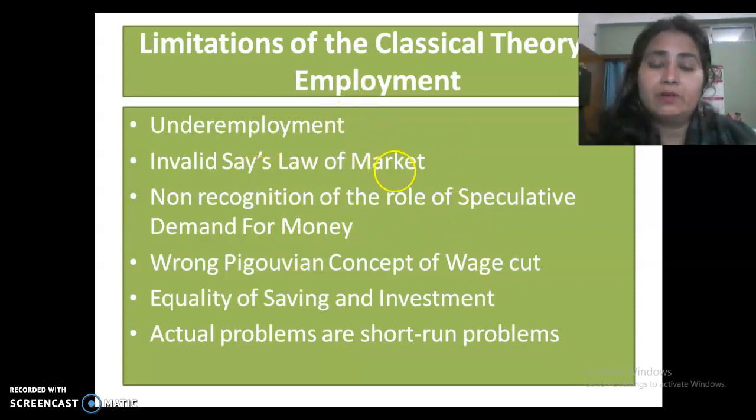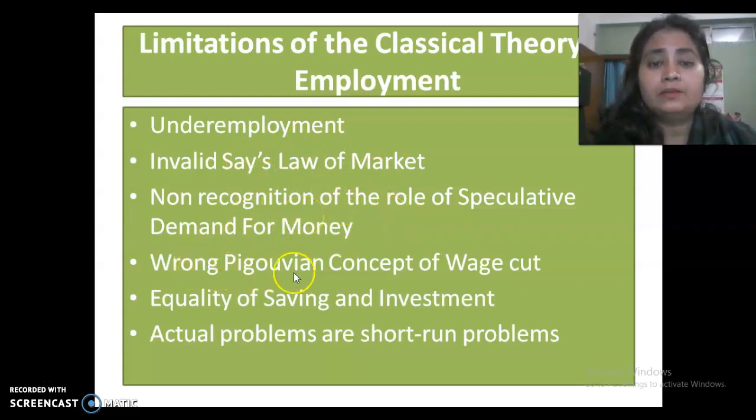Again, the classical economists did not recognize the role of speculative demand for money in the determination of income. They only emphasized the transaction demand for money. But the speculative demand for money, according to Keynes, plays a very important role in the economy. The speculative demand for money is interest related. It depends on the rate of interest. At a very low rate of interest, people desire to keep their money in cash rather than investing in bonds, because investing in bonds at a very low rate of interest means definite loss. So they will prefer to keep their money in their hands rather than investing in bonds. That will be explained in detail in a later class.